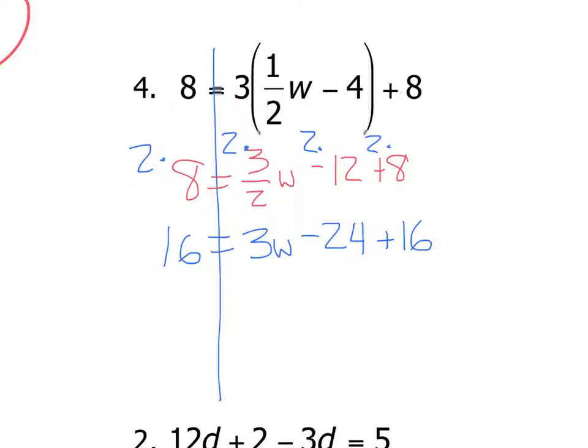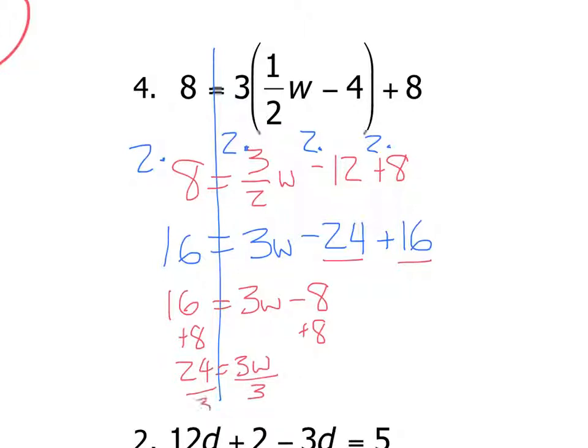Now that I've simplified to a certain extent, I need to keep simplifying. I need to simplify the right-hand side. I have like terms, negative 24 and 16. So I have 16 equals 3W. Negative 24 and positive 16 make negative 8. Now I've simplified the same sides. Now I need to go opposite sides of the equal sign, opposite operations. The opposite operation of minus 8 would be plus 8, to get 24 equals 3W. Divide by 3. And W equals 8.